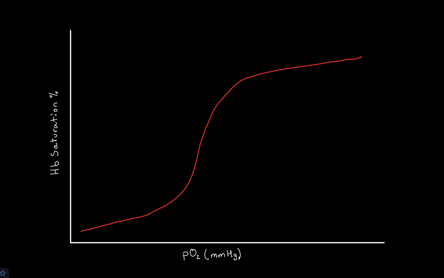Another thing that we have to understand is our P50. Let's say this is 50% saturation, and our P50 is somewhere right here. So we're at 50% saturation right here. Our P50, I'll write P50, is the partial pressure of oxygen at which hemoglobin is 50% saturated. So this is the partial pressure at which 50% of our hemoglobin is bound with oxygen.